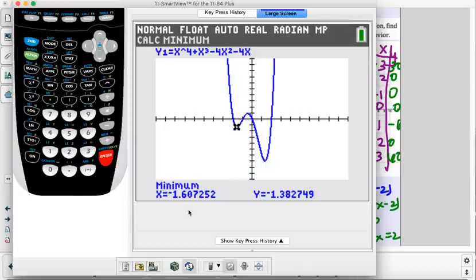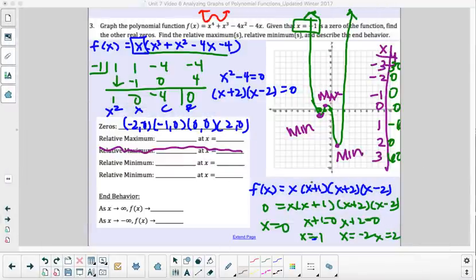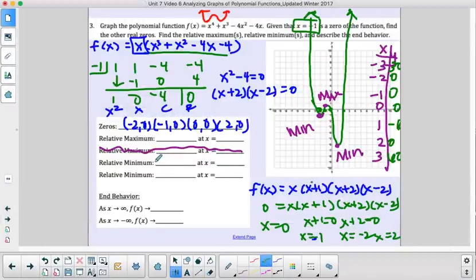There's my first minimum right here. So we go ahead and we write that one down. So I'm going to write it down, my first minimum. So we got -1.383, and that's when x is -1.607. Then I go on and I look at my graph.